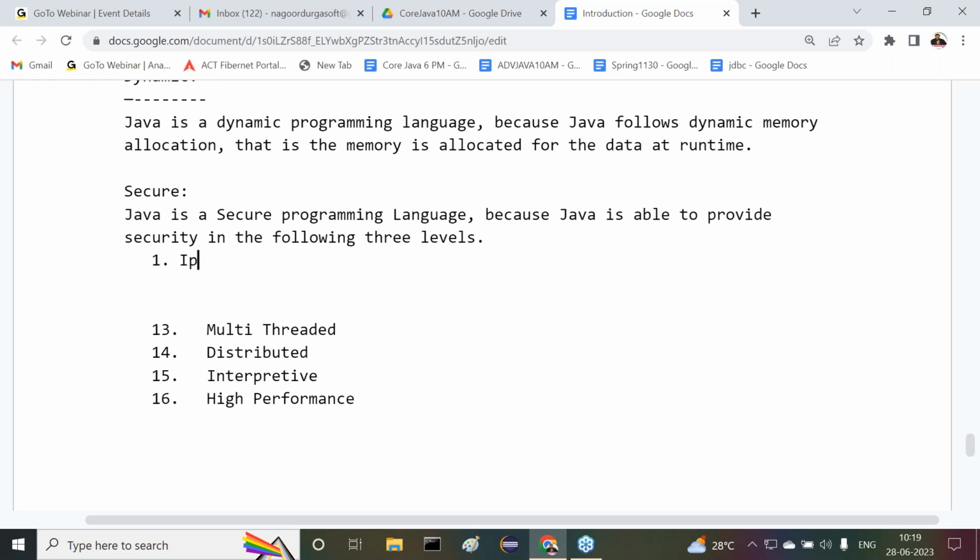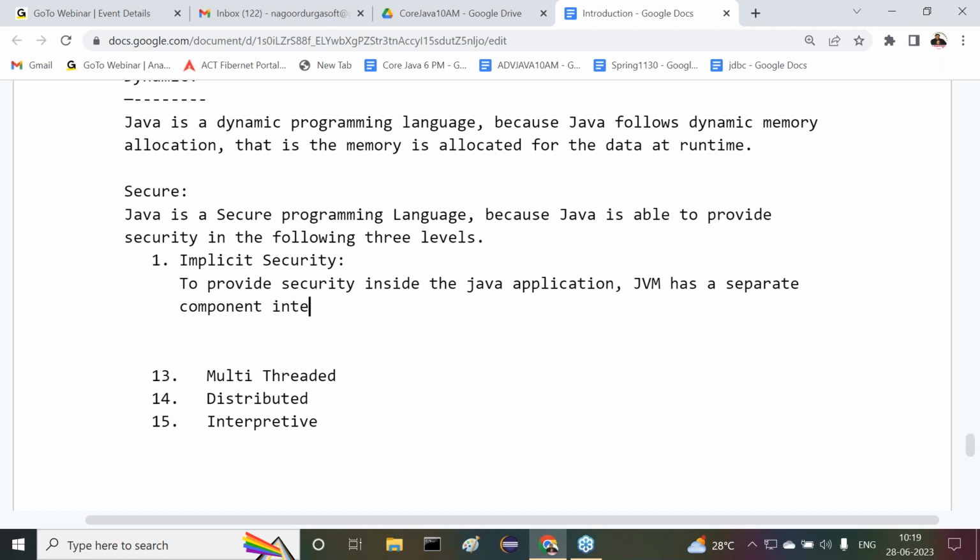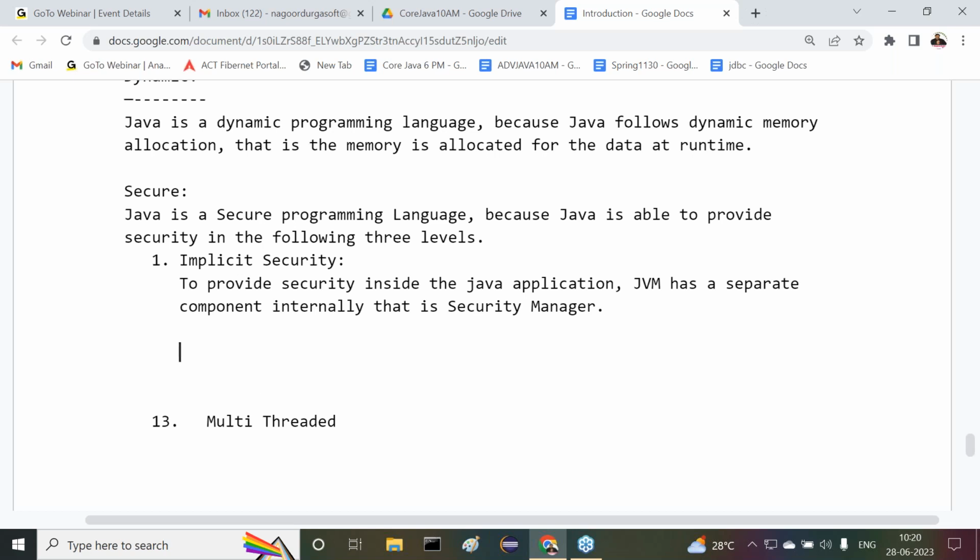Now, the very first one is implicit security. Tell me, how can you say Java is providing implicit security? Understand the point here. To provide security inside the Java application, the JVM has a separate component internally, that is the security manager. So because of this reason, we can conclude that Java is providing very good implicit security.